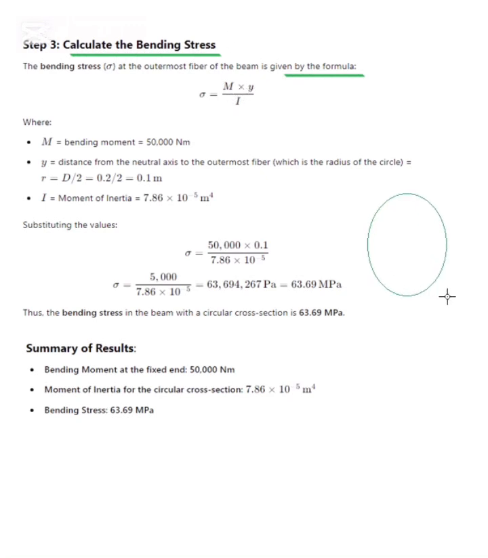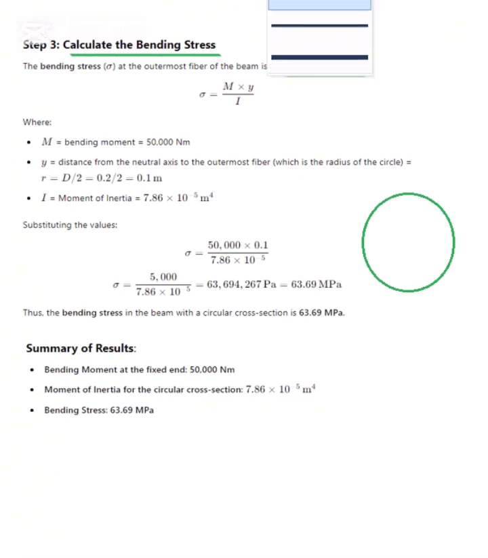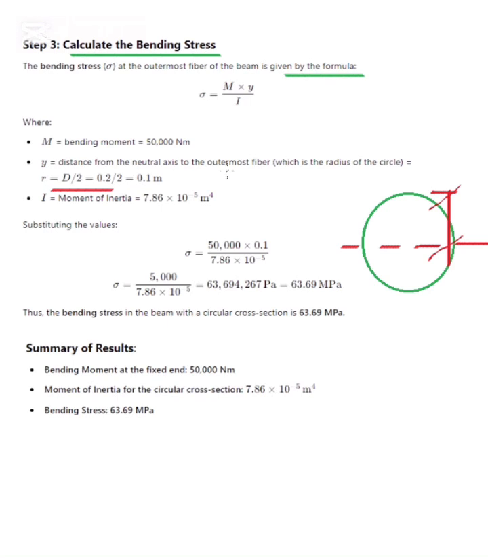This is the circular cross section of the beam. And then we know this axis, the centroidal axis. From the centroidal axis, the outermost fiber also we know. This is the centroidal axis. Outermost fiber is at this distance, so that is half of the diameter. That is Y, the distance from the neutral axis to the outermost fiber, which is the radius of the circle.